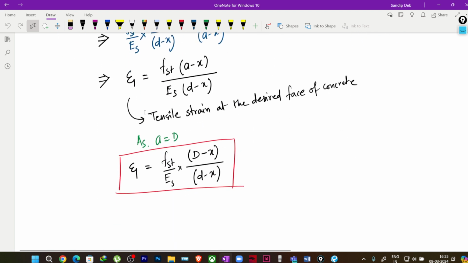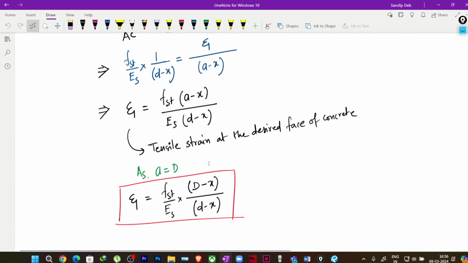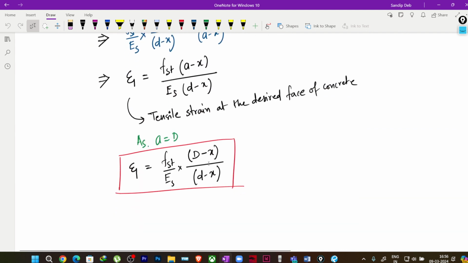And epsilon 1 also we got, what it is: the tensile strain at the desired face of concrete. That means wherever you want, suppose this particular face of the concrete, we know what is the depth from the compression phase and we use that here, correct? Okay, so epsilon 1 is clear.